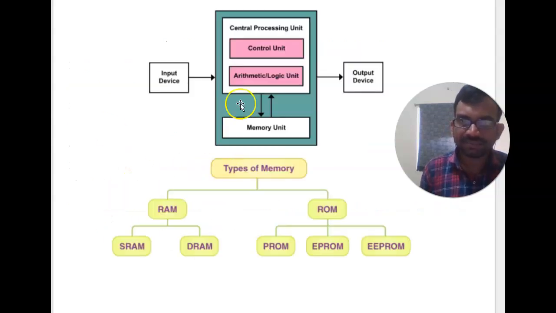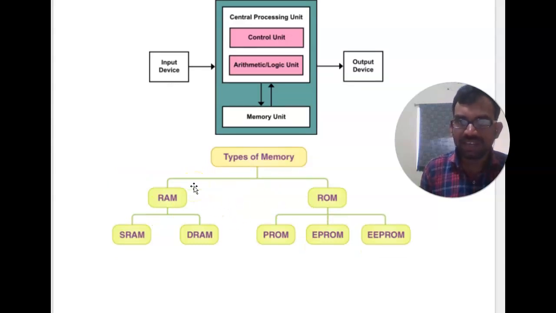And you can see here CPU, the central processing unit. So this is the input device, output device. Before we go into this, the heart of the computer: simply, CPU means the heart of the computer. The central processing unit has the control unit, the arithmetic and logic unit, and the memory unit. Types of memory: there are two types, random access memory and read only memory. Again there are two types, SRAM, DRAM and PROM, EPROM, EEPROM. So the memories are of two types, read only memory and random access memory.